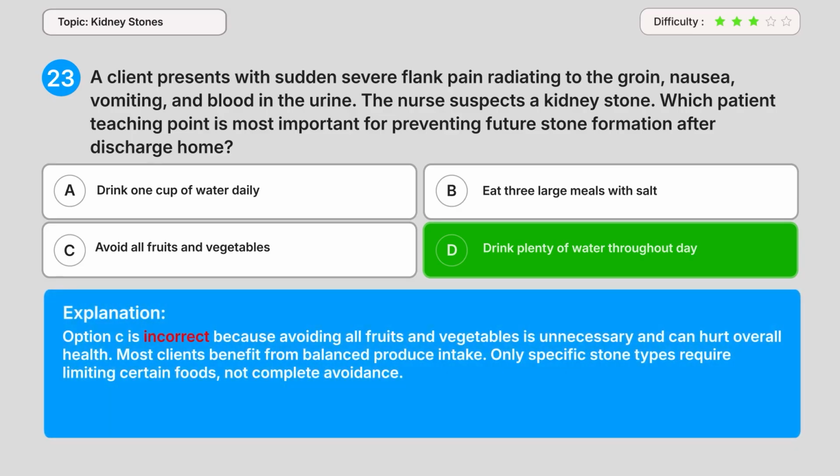Option C is incorrect because avoiding all fruits and vegetables is unnecessary and can hurt overall health. Most clients benefit from balanced produce intake. Only specific stone types require limiting certain foods, not complete avoidance.